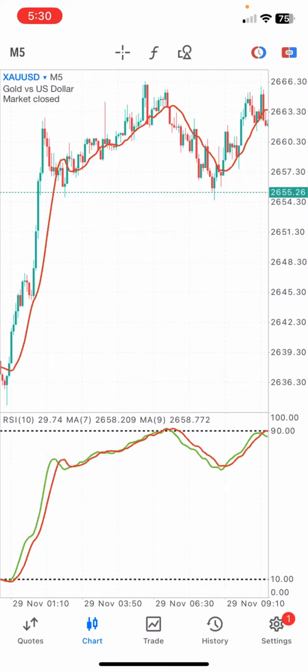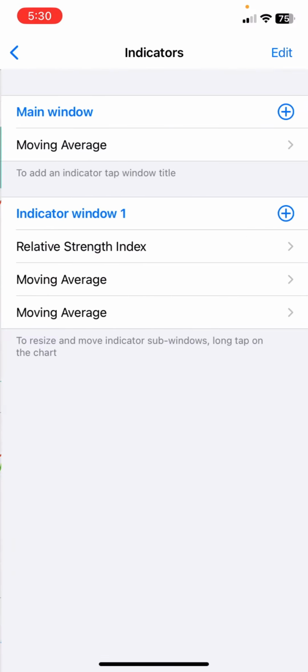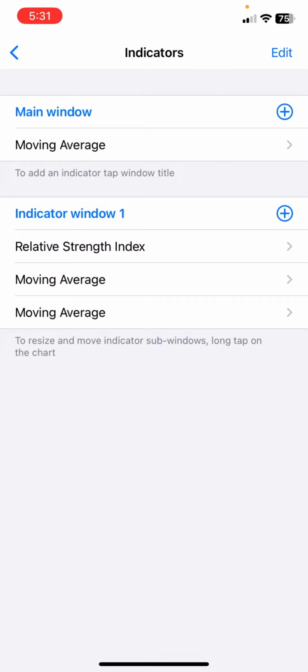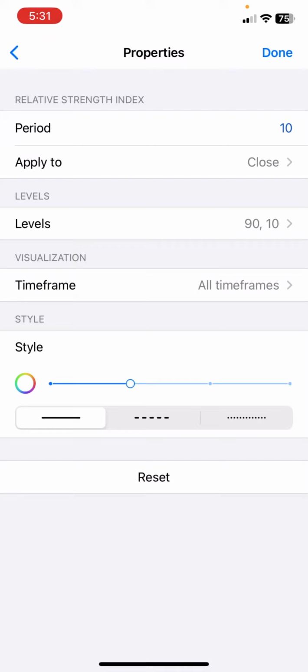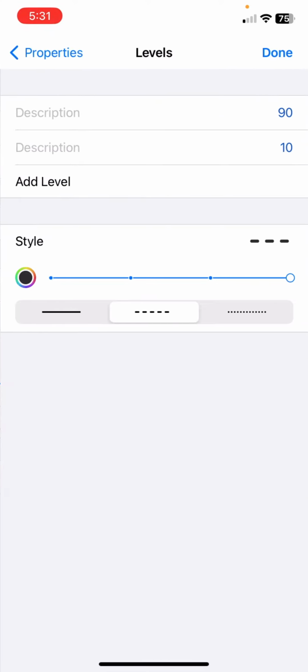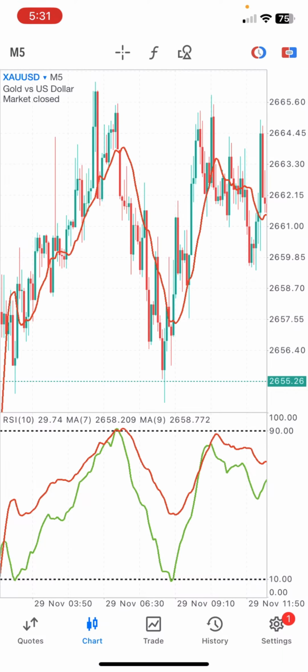Now the next thing we want to do is go back into our indicators, and we are going to be adding our RSI. To add the RSI, click on the main window plus, search for your RSI and click on it. For the properties of the RSI, the period is 10, apply to close, and for the levels, we need the 90 and the 10 levels. When you set it up like this, click on turn. You can use any color of your choice for the RSI.